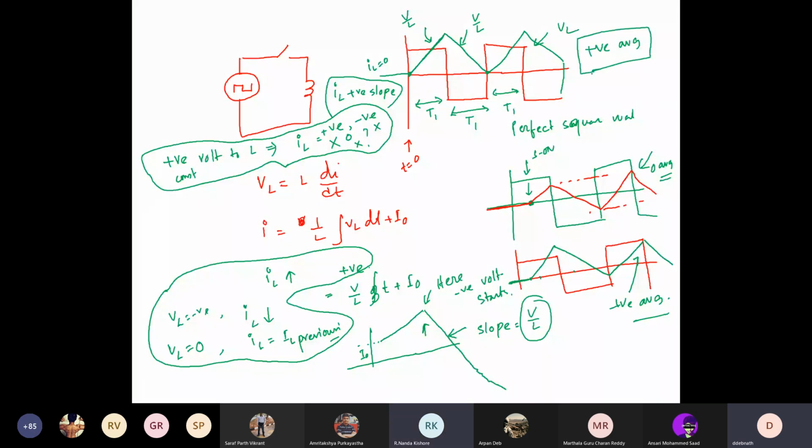Do you agree on this, or do you have any doubt? Sir, what if T positive and T negative are not the same? So will the average value keep on increasing? Can you repeat this again? I mean the voltage positive time, what if it's greater than the negative voltage time, so that the average voltage will keep on increasing? I mean, current will keep on increasing.